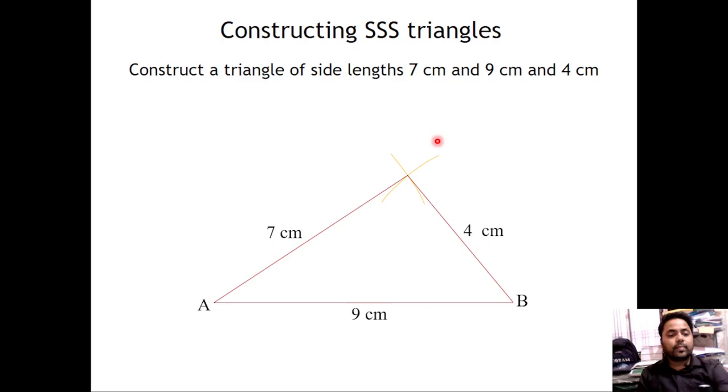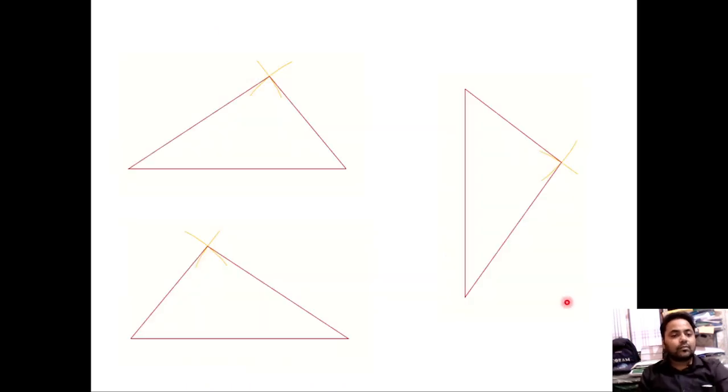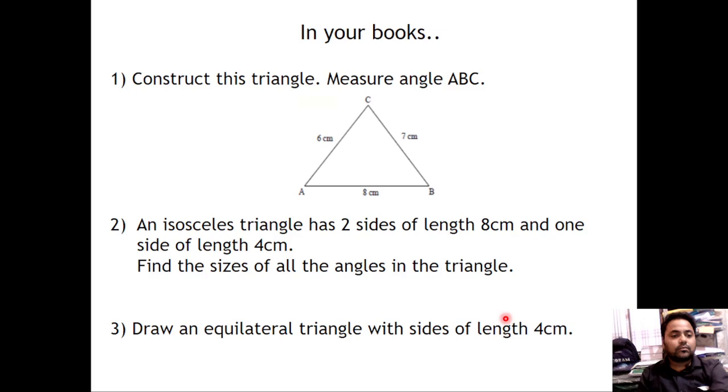Now here 7 centimeter, 9 centimeter and 4 centimeter are the sides of triangle ABC. Construct this triangle, measure angle ABC.